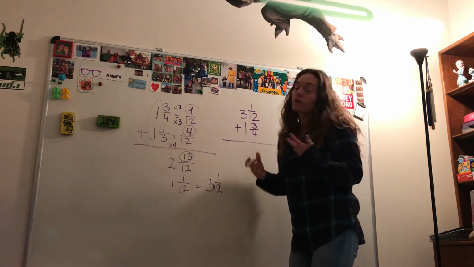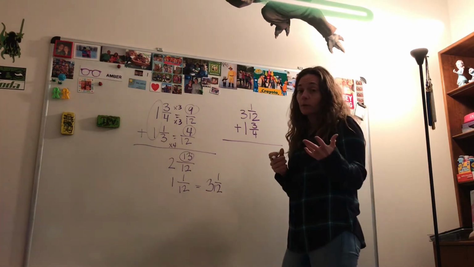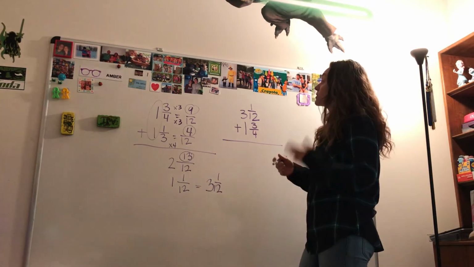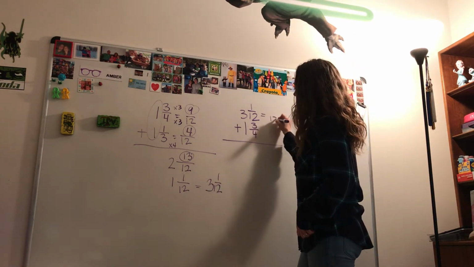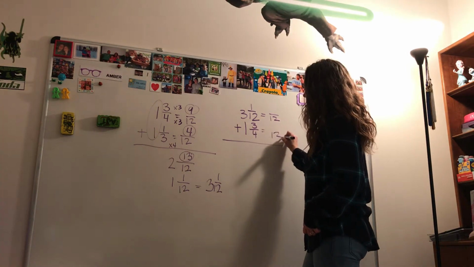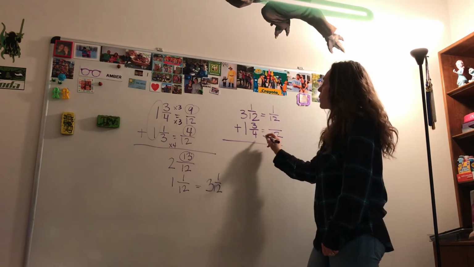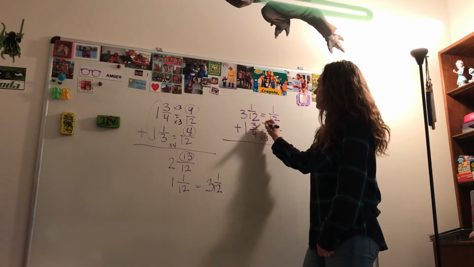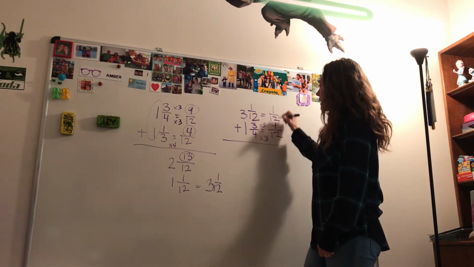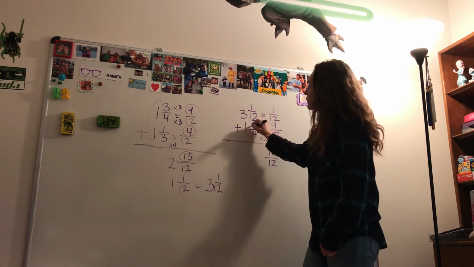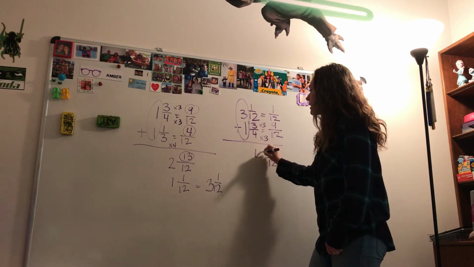Okay. Now hopefully if you're not sure right away, you have your multiple sheet out and you're able to quickly see that my LCD in this case is 12. So I'm going to make both fractions equivalent to 12. 1/12, of course, is equivalent to 1/12. 4 times 3 equals 12. 3 times 3 equals 9. I add 9 plus 1 and I get 10/12. Please don't forget about your whole numbers. 3 plus 1 equals 4.